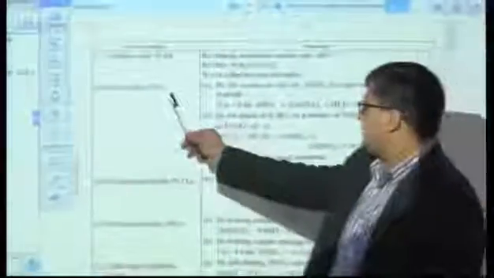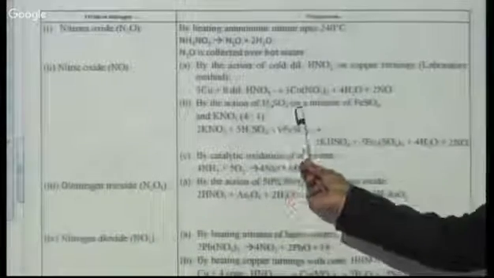Now nitric oxide. Copper, the most common reaction if you have already completed d block elements, copper reacts with dilute HNO3, not concentrated. Clear? With concentrated you get N2O. If we react copper with dilute HNO3, what do we get? NO. Clear? Now H2SO4 with FeSO4. This is also a common reaction. KNO3 plus H2SO4 plus FeSO4 will produce NO.